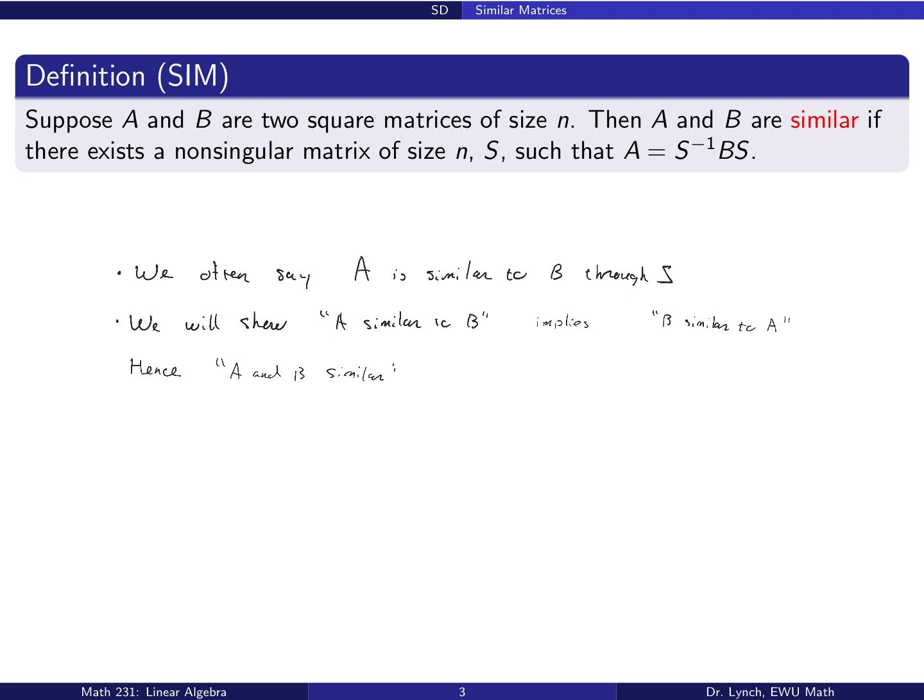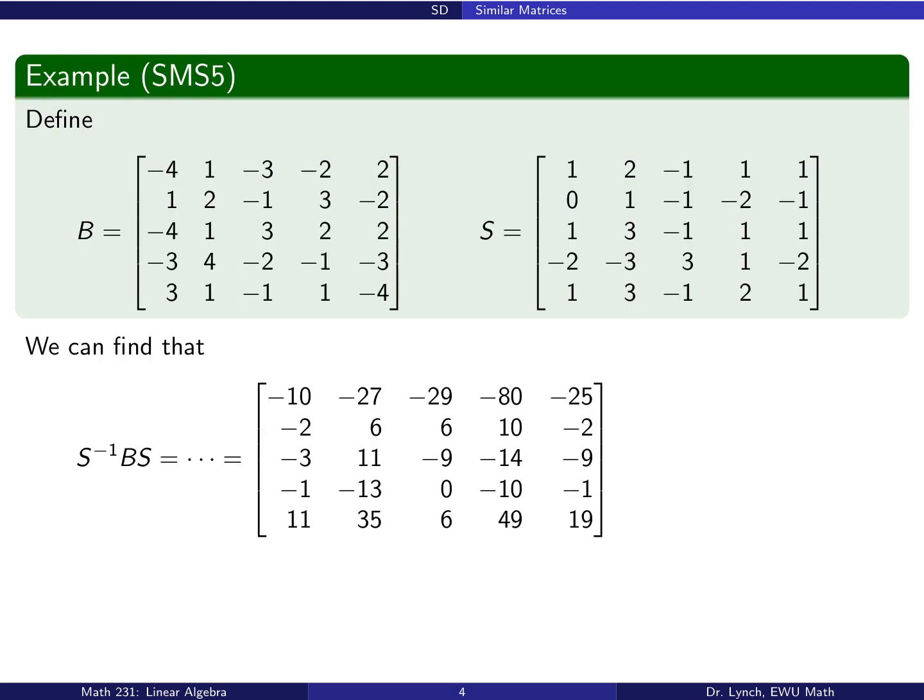Okay, it's sort of quick to construct such a similarity relationship. Here's a matrix B, a 5 by 5 matrix, and a matrix S that's a 5 by 5 matrix. It's a little bit of a mess, but one can quickly, via Sage maybe, find the inverse of S and compute S inverse times B times S. And we'll call this matrix A, and we can see that by construction then, that A and B are similar.